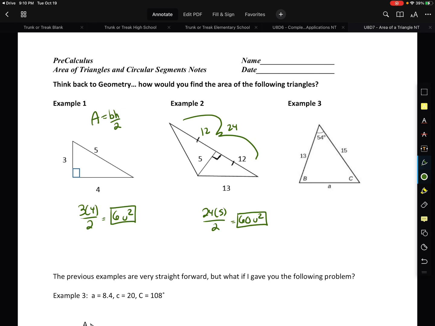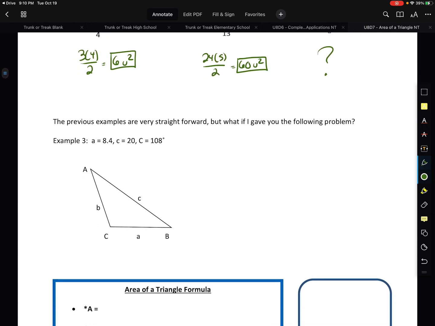Now for this last one, what's the issue? We can't do base times height divided by 2. Why? We don't have a height line. Where is our right angle? Since we don't have that, we have to mathematically figure out a new way to do this. All right, so how are we going to solve this? A is 8.4, C is 20, and this is 108 degrees.